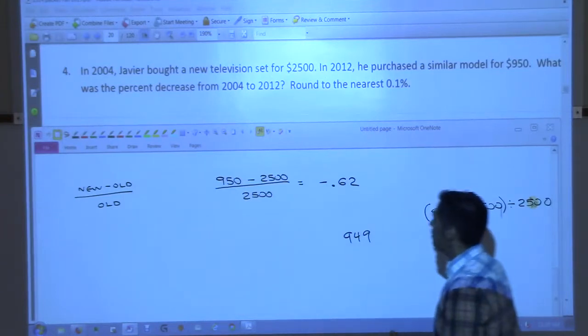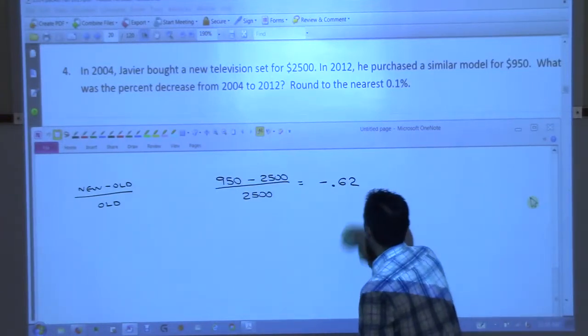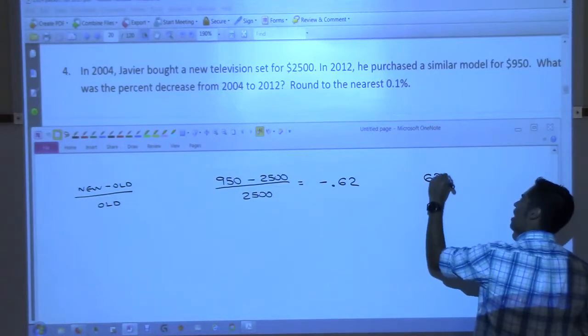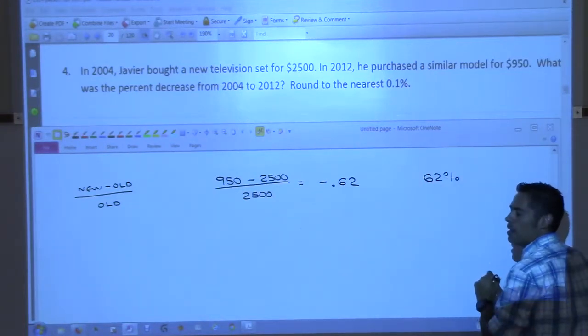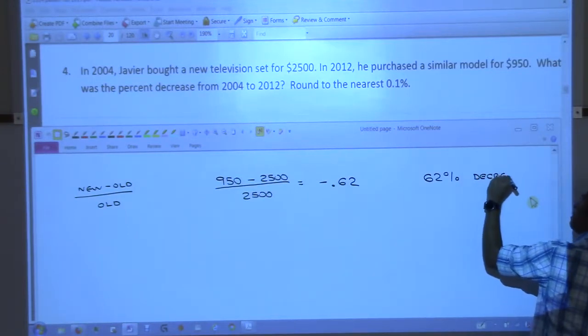Okay, so negative 0.62. What does this mean? Yep. 62%, we convert that decimal to a percentage, and then because it's negative, it's a decrease.